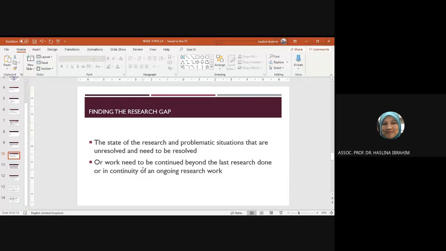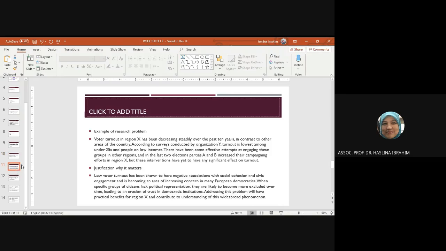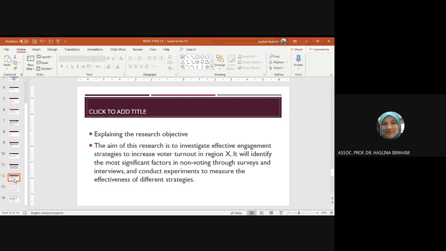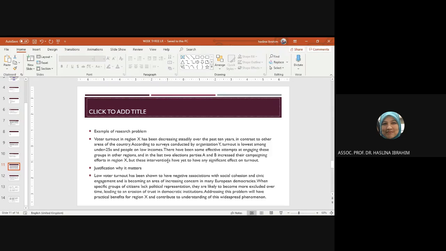Where is your research? Your research is filling in the gap, filling in the blank. There is still a blank, and you are filling in that blank. So either the problems are unresolved and need to be resolved, or there are still questions that need to be attended to. And okay, these are examples of how to formulate research problems.